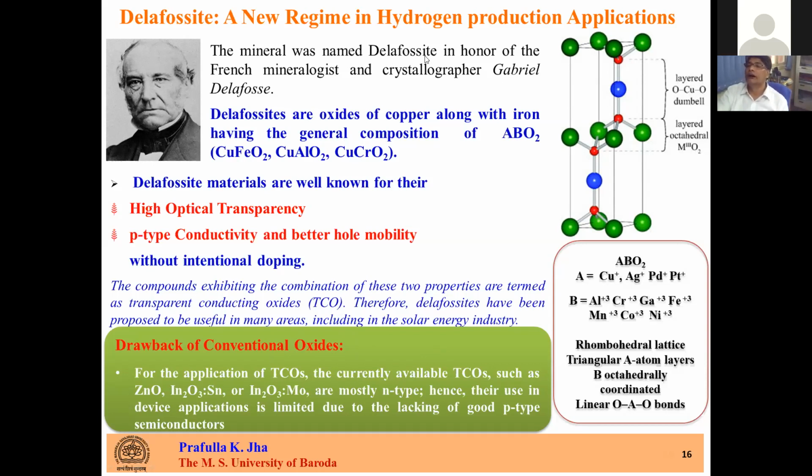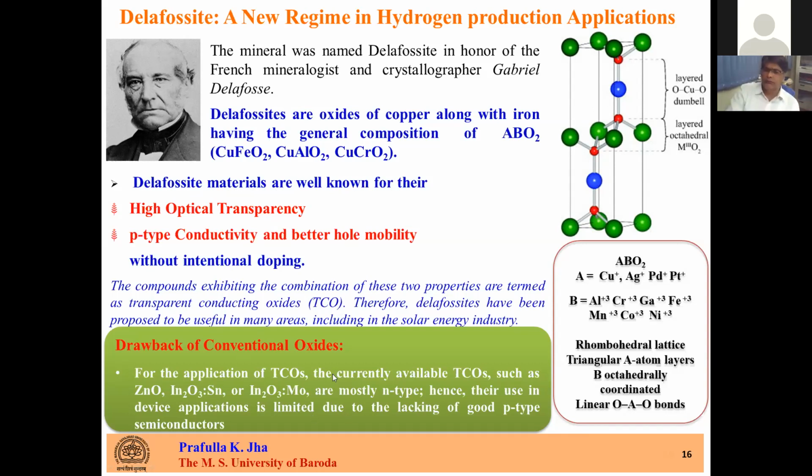So these are the popular materials in this category, and this main mineral was named in honor of the crystallographer Gabriel Delafossite. Delafossite materials are well known for their high optical transparency, p-type conductivity and better hole mobility, right, without any intentional doping. The combination of these two makes this material very suitable for the category of transparent conducting oxides. Therefore, Delafossites have been proposed to be useful in many areas, including the solar energy industry.